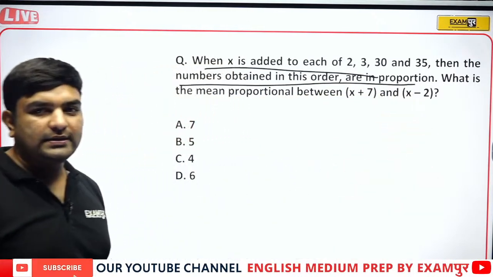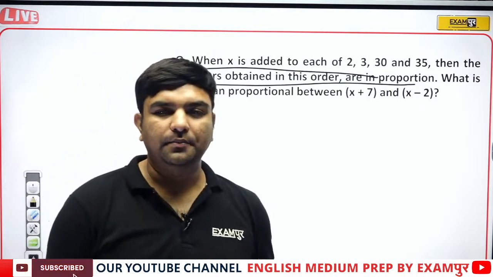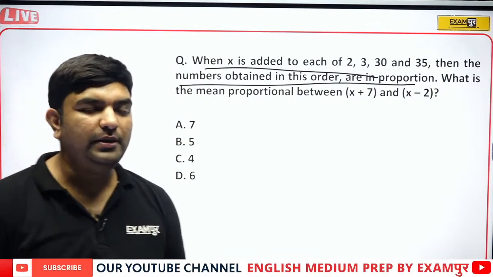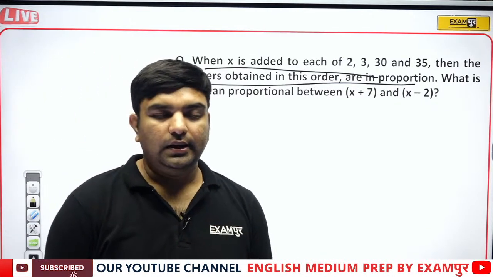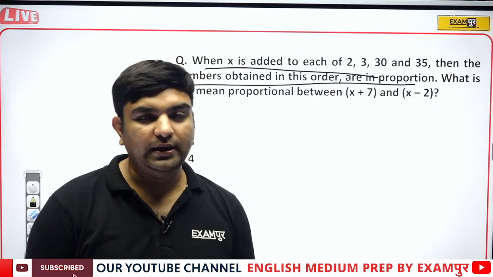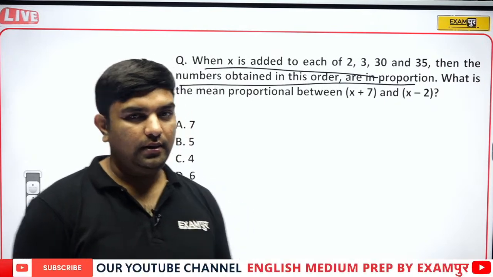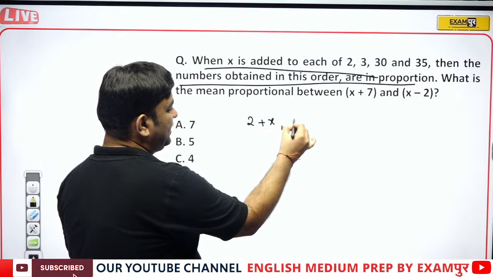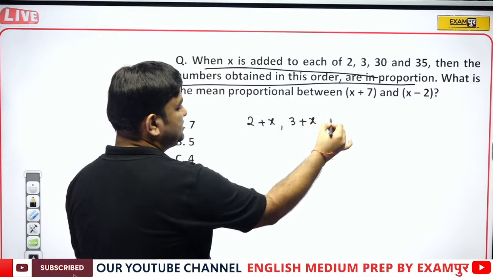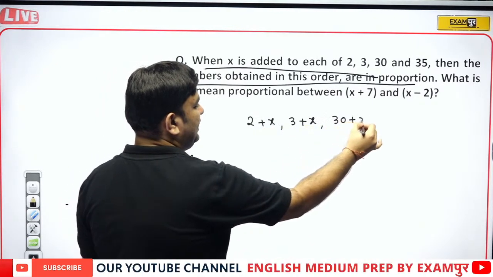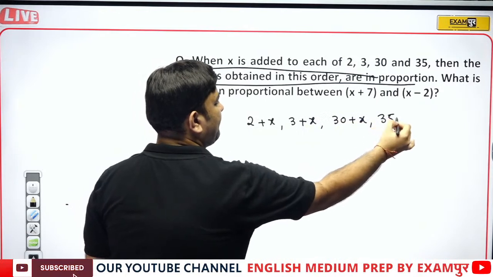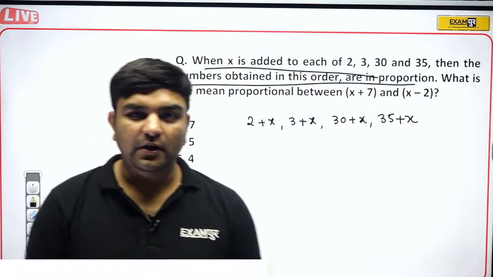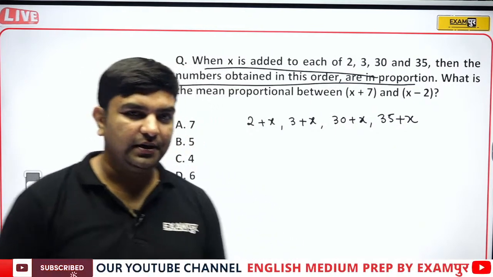When you add x to these numbers, they will become in proportion. Now, if they will become in proportion, they have to follow the condition as well. Guys, they should satisfy the condition as well. Agree or not? If they will become in proportion, they have to satisfy the condition as well.